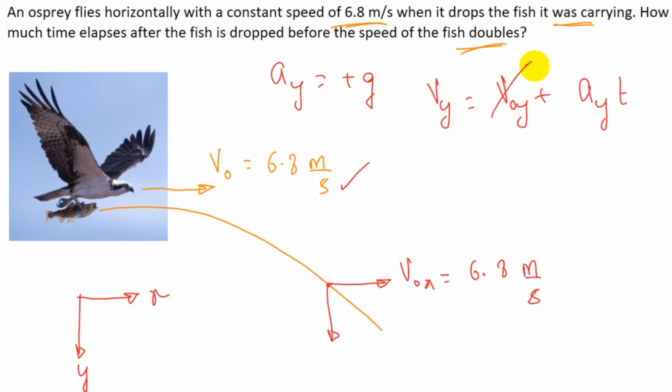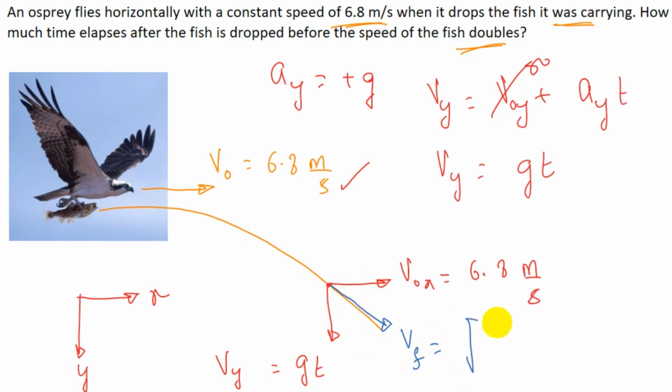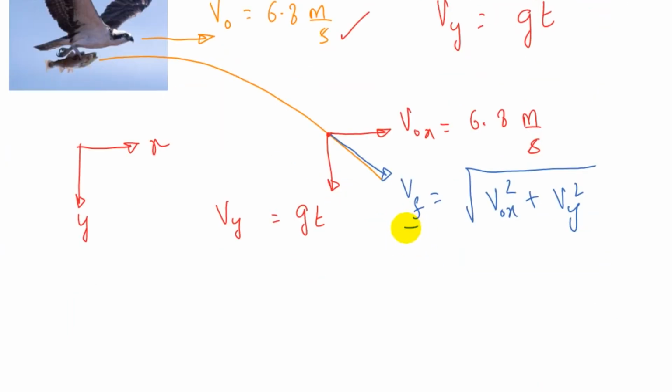V naught y, there is no initial velocity of the fish in the vertical direction, so this is 0. So v y would equal g t, that would be g t in the vertical direction. Now this would be the speed of the fish, and these are the components, and this would equal the square root of the x component square plus the y component square. Now what they are saying is that this speed becomes double of this value, so we can write that v f is 2 times 6.8 meter per second.